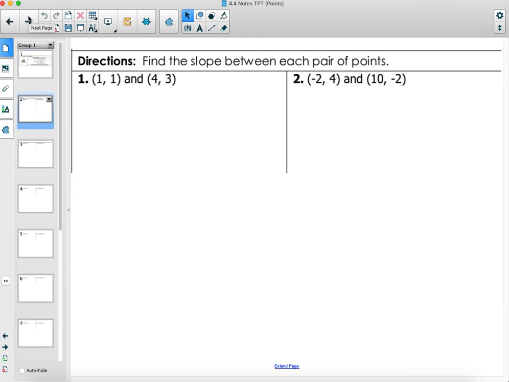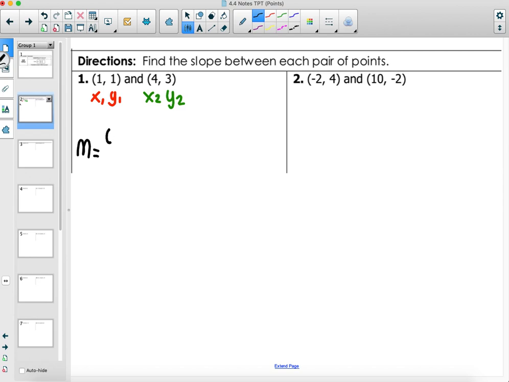So directions here are to find the slope between each pair of points. If we have 2 points, we should label them x1, y1, x2, and y2. Now remember, my formula is m equals y2 minus y1 divided by x2 minus x1. So how I recommend we start, we put the fraction and we put our minuses on the top and bottom.